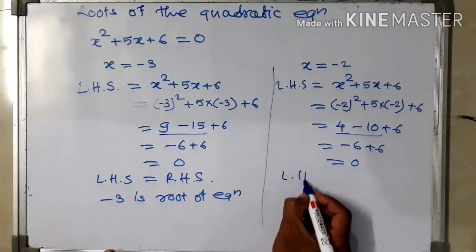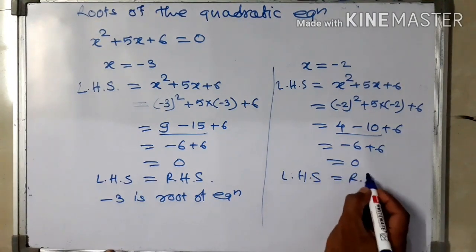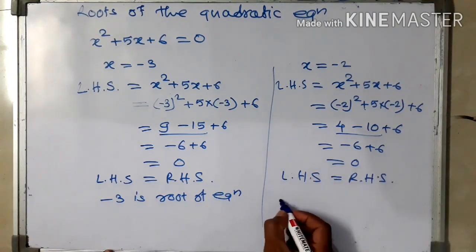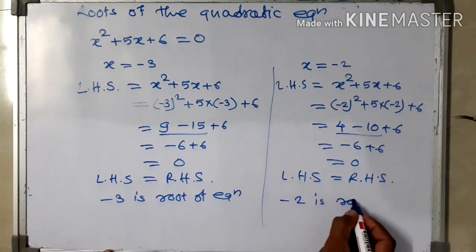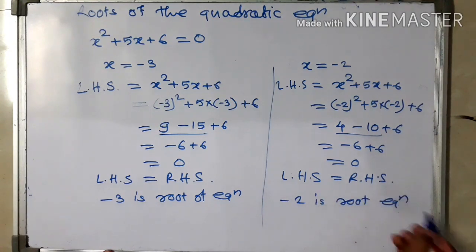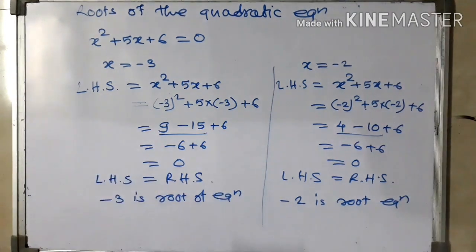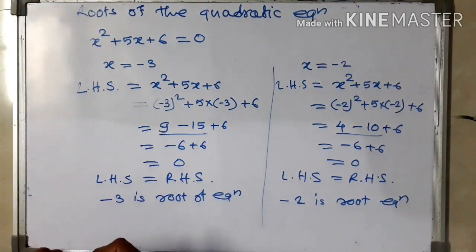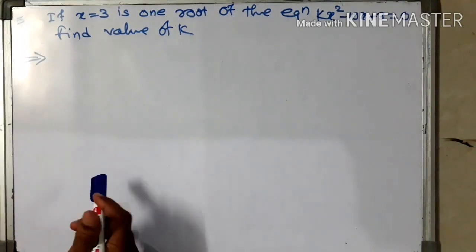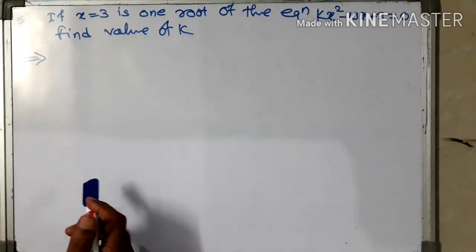That means LHS equals RHS. So minus 2 is root of that equation. These two numbers are the roots of that quadratic equation. Let's see, there is a question.